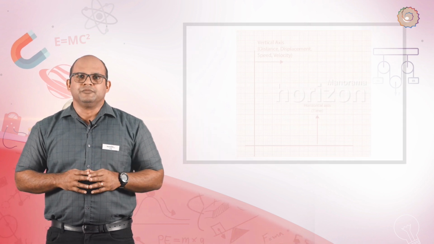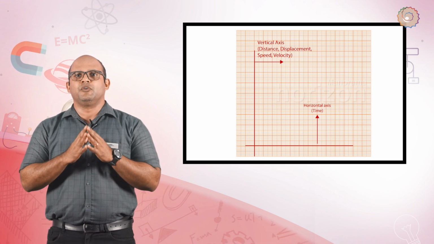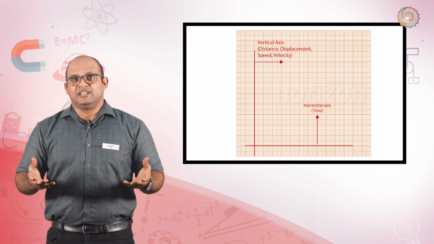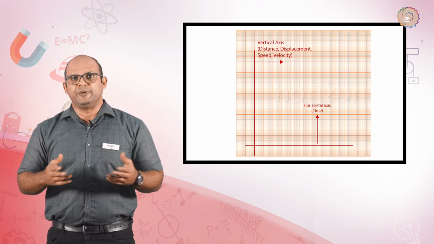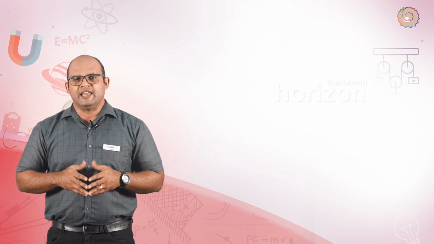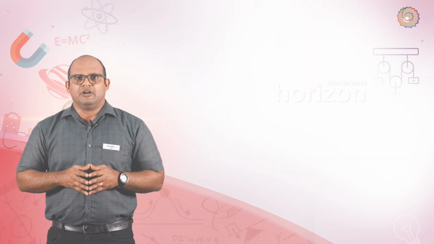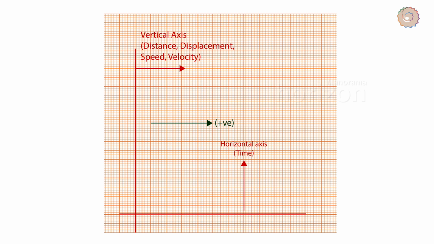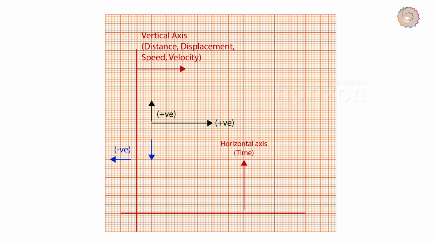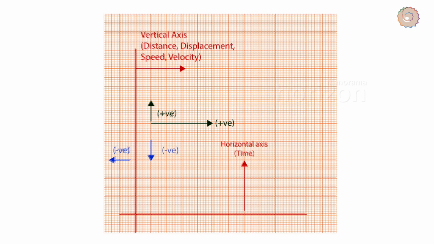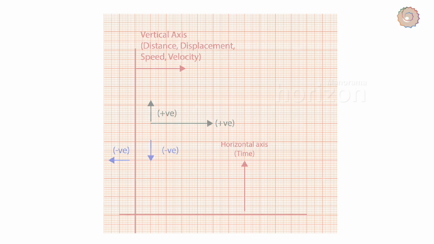The first one, the horizontal axis is used for time. The vertical axis can be used for distance, displacement, speed or velocity. Next, in our convention, we will consider the point to the right of the origin as being in the positive direction. Conversely, proceeding towards the left of the origin will be the negative direction. Up on the vertical axis is positive and down on the vertical axis is negative.